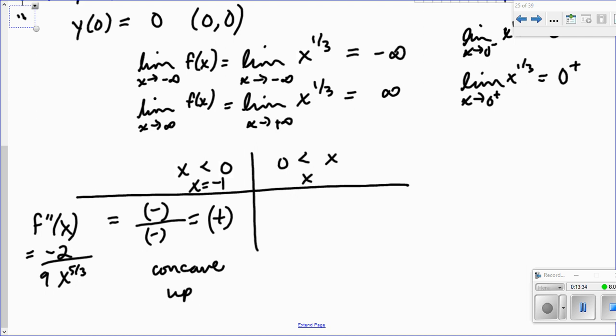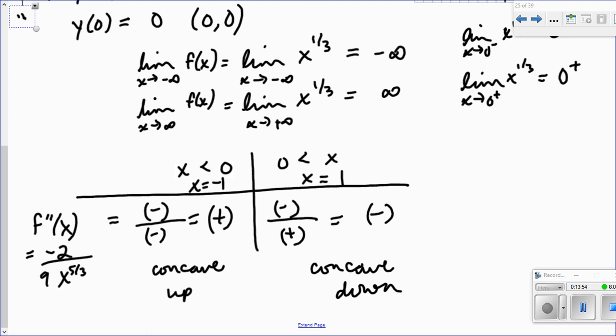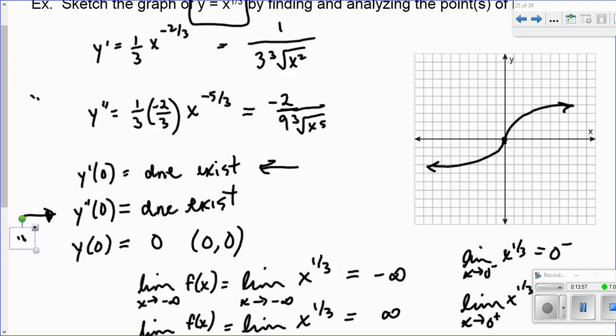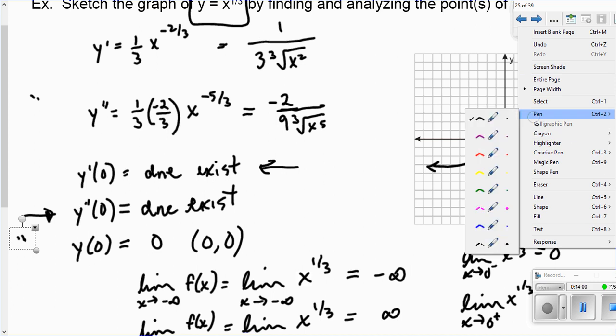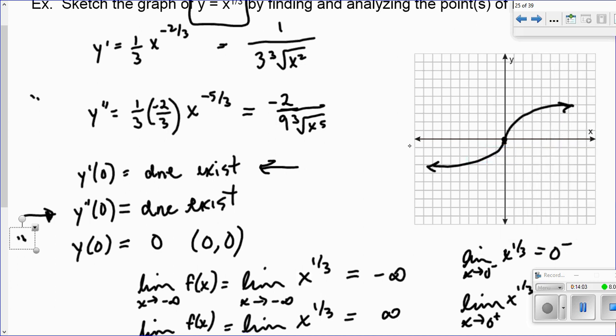Similarly, if I use a point in the interval where x is greater than 0, let's say x equals 1, I'm going to have a negative, it's just negative 2, over top of a positive. And a negative divided by a positive is a negative, so I have concave down. This really helps me understand what this function and graph looks like here, and that's certainly represented here with what I thought it was. So concave up, and concave down.